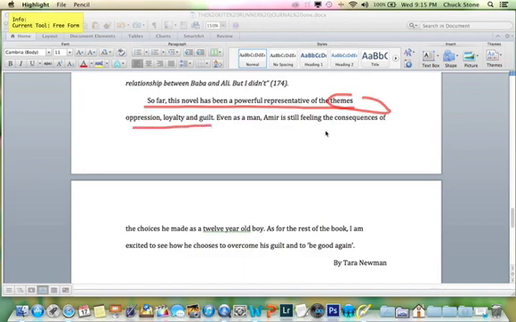Even as a man, Amir is still feeling the consequences of the choices he made as a 12-year-old boy. As for the rest of the book, I'm excited to see how he chooses to overcome his guilt and be good again. And that's something that I jumped right over. Whoops. Sorry, Tara.